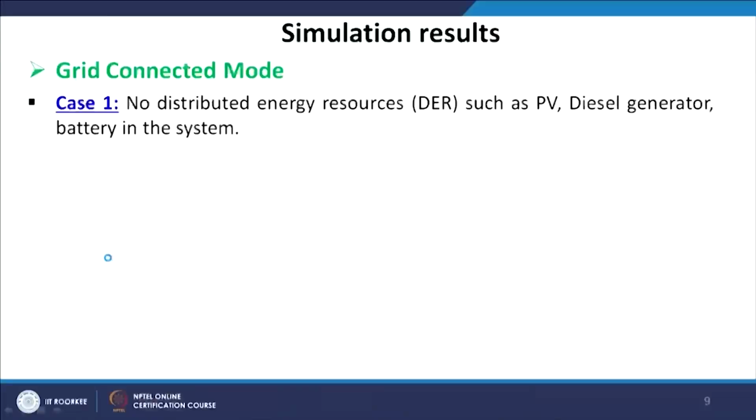Now, grid connected mode. We will consider first the case 1, where we will not have any distributed energy resources such as PV, diesel generator, battery in the system. Only the load will be catered by the microgrid without any DER.